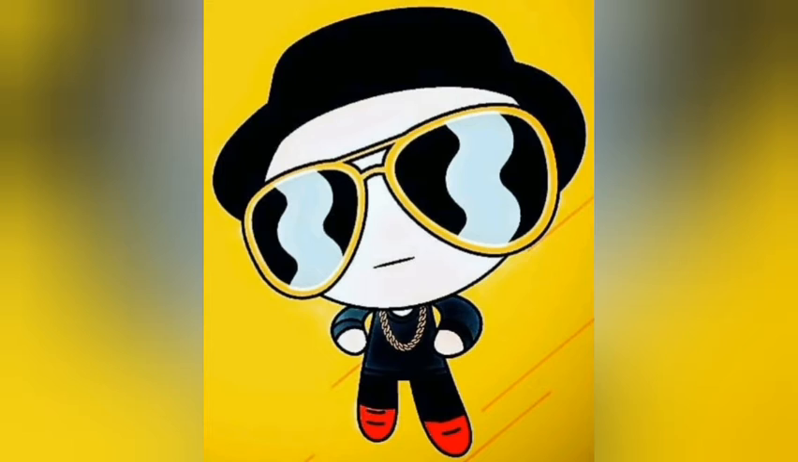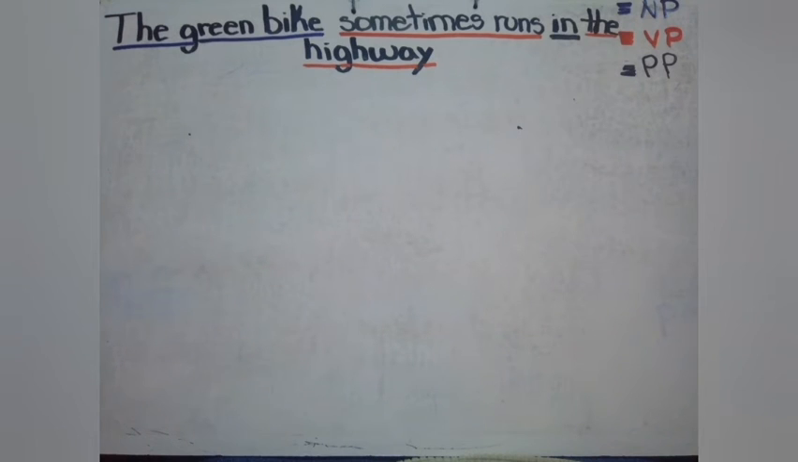Before starting, we have to know how to do a tree diagram. Yeah, we have to start from left to right to analyze every part of the sentence. It's pretty easy. I'm going to show you more examples, more difficult, to understand correctly this topic, yeah? Don't worry. Well, the next sentence is the green bike sometimes runs in the highway. I'll give you some seconds, sorry, to write it and try to analyze.